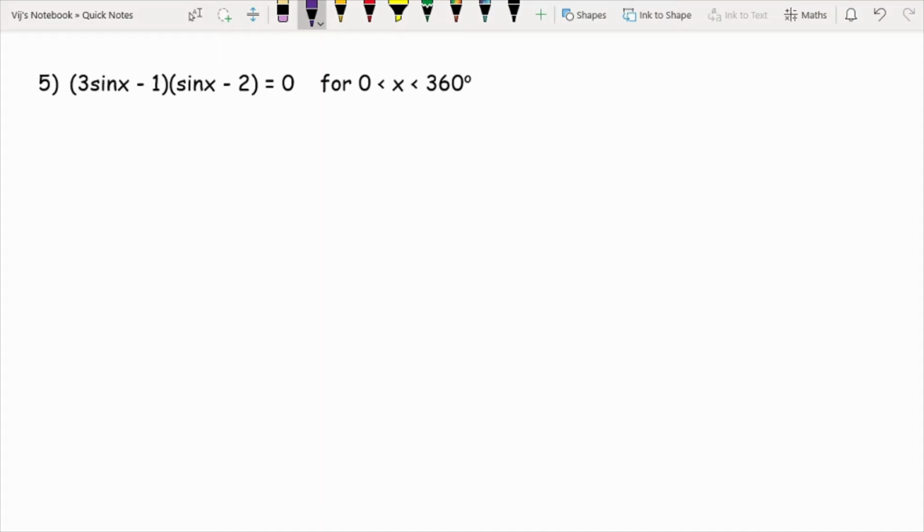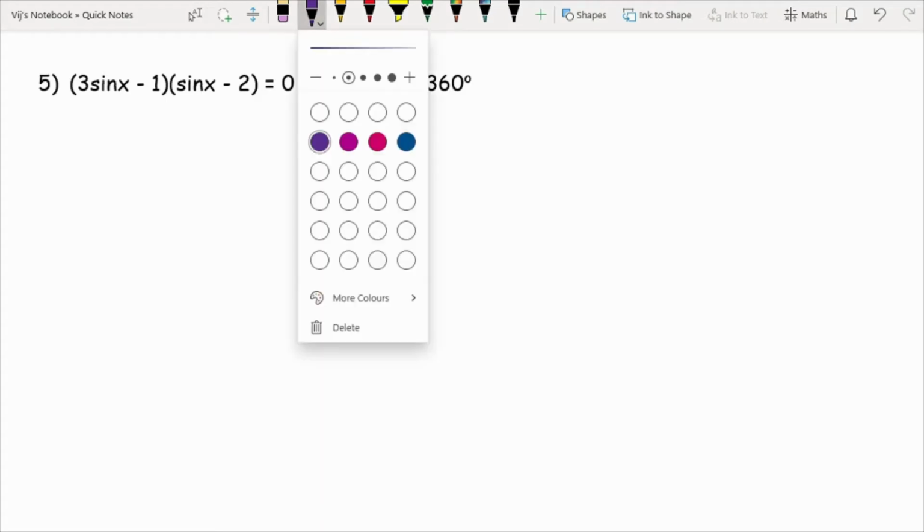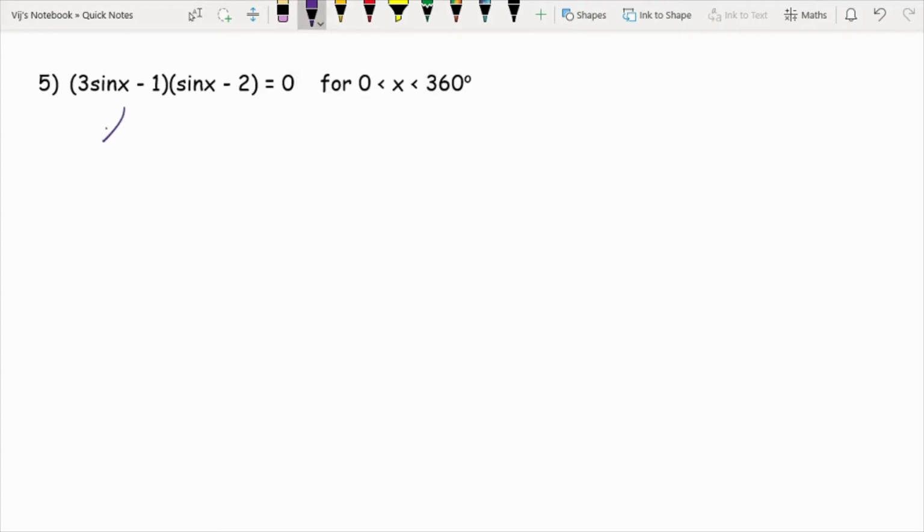So for example 5, again, we find ourselves with a set of double brackets. So the first thing I want to do is make each bracket equal to 0. Starting off with this first one, we've got 3 sine x minus 1 equals 0. Rearranging this to get sine x the subject, I get sine x equals a third. If I then do the inverse function of that, I get 19.5 degrees.